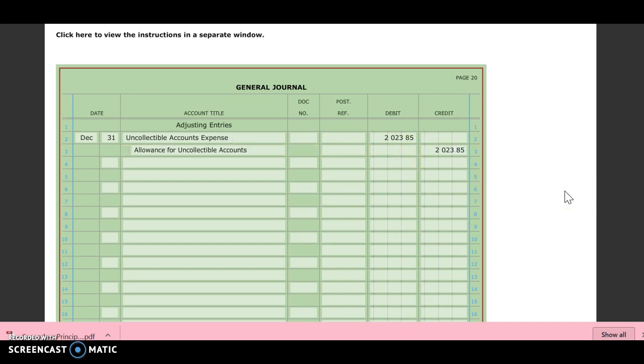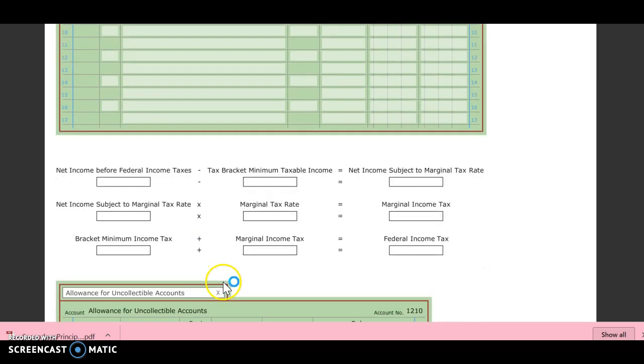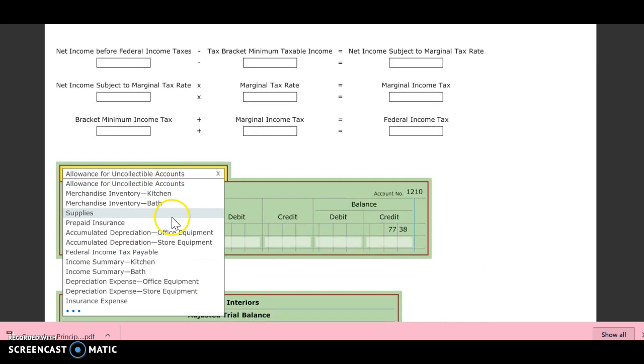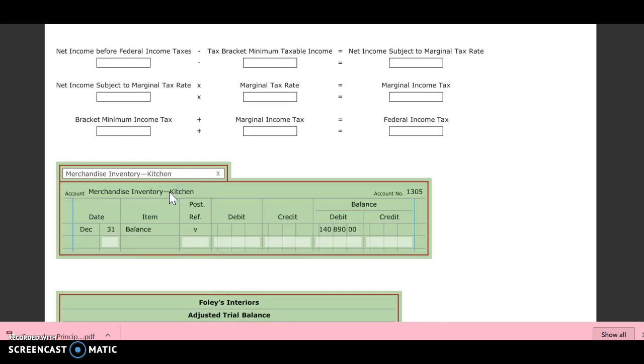Okay, next one that we're going to look at is our merchandise inventory kitchen. So I'm going to start with my date, the 31st. It tells us that our ending merchandise inventory for kitchen was $147,084.62. So again, I'm going to scroll down. I'm going to go into my general ledger. I'm going to look at my merchandise inventory for kitchen. Okay, it says that my ending inventory is 147 and I have 140. Again, I need to find my difference. So I'm going to subtract those two numbers.